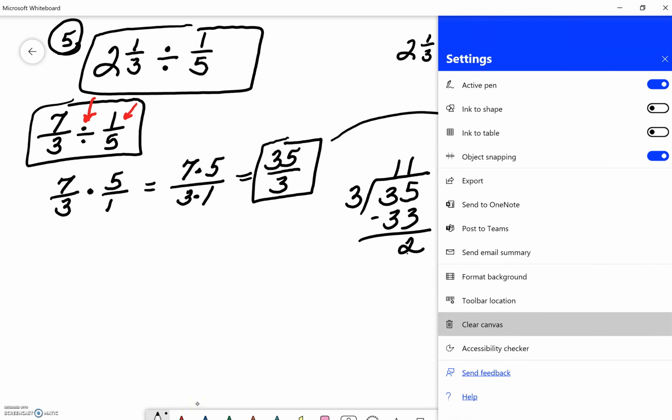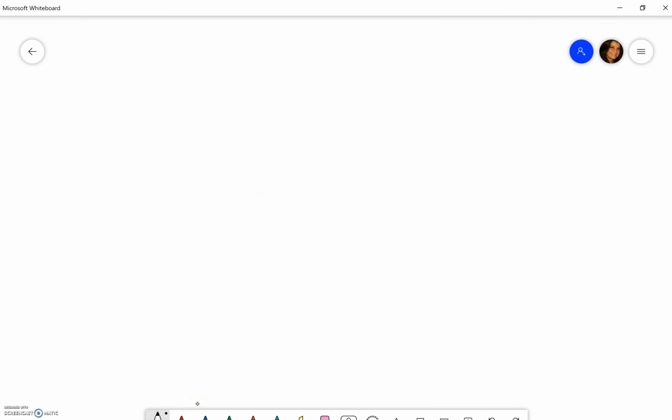All right, let's move over to number 6. Okay, number 6, now we're going to change our thought process. We're no longer multiplying or dividing. Now we're going to deal with addition. So this is a little bit different.